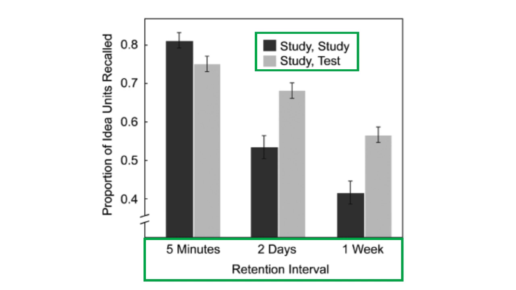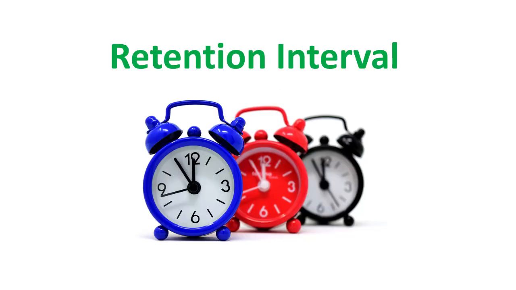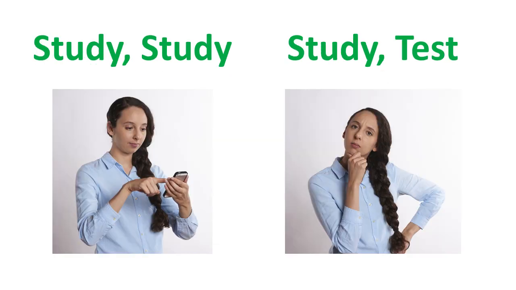In this experiment on the testing effect, we have two independent variables, meaning two variables that are both being manipulated by the researcher. These variables are retention interval and learning condition. The retention interval is the time that has gone by since the participants studied the passages, whether by rereading or taking a practice test. We have three retention intervals: 5 minutes, 2 days, and 1 week.